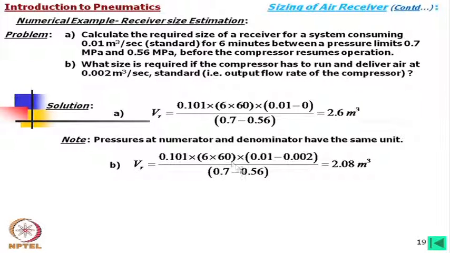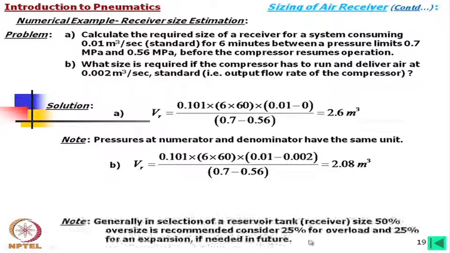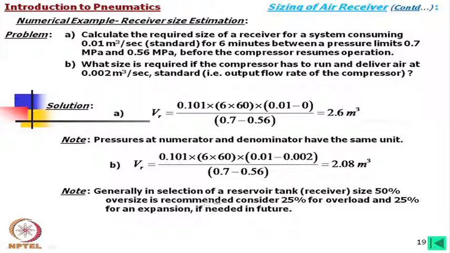And in case of B, as you can see, this is the meter cube per second, the standard supply. So, for that we need 0.208 meter cube. So, suppose this amount of flow as intake is provided, then we can reduce the capacity of the reservoir. Generally, in selection of a reservoir tank, 50% oversize is recommended, considering 25% for overload and 25% for an expansion if needed in future.